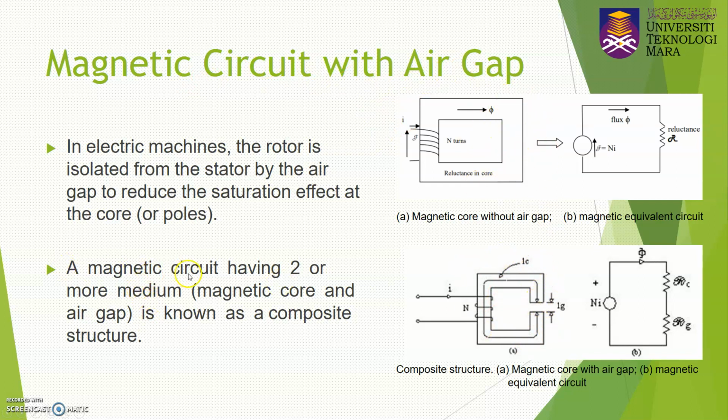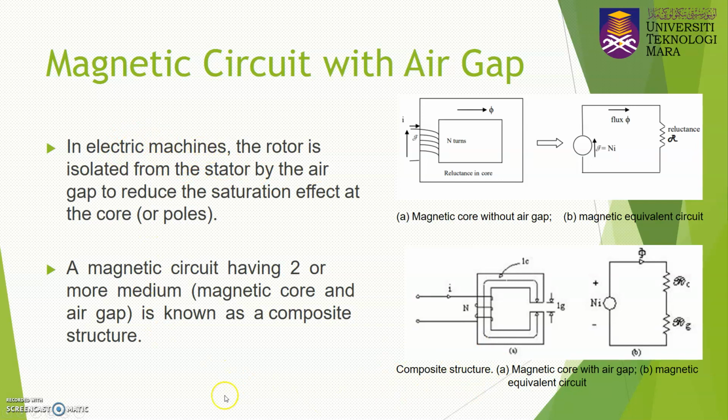A magnetic circuit having 2 or more media will usually consist of a magnetic core and an air gap, or maybe a magnetic core with 2 air gaps. It depends. This is what we call a composite structure. Usually we employ the composite structure in the design of electric machines.